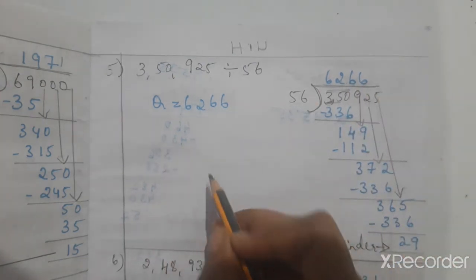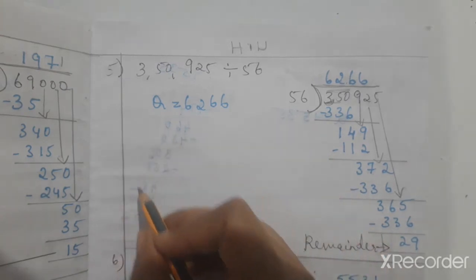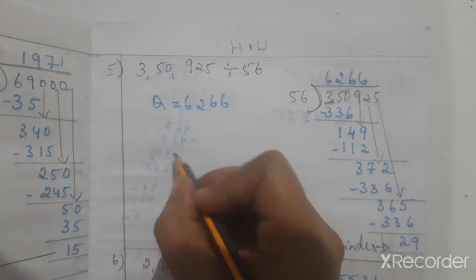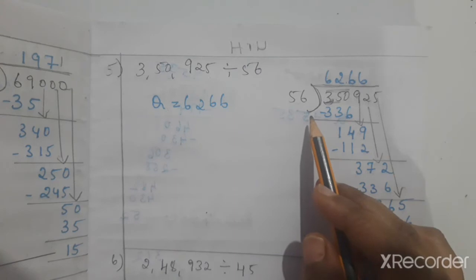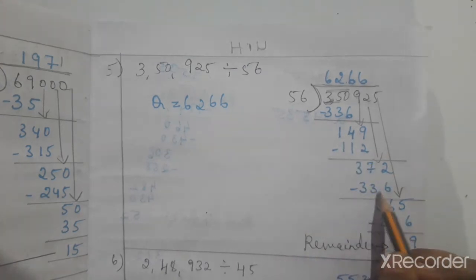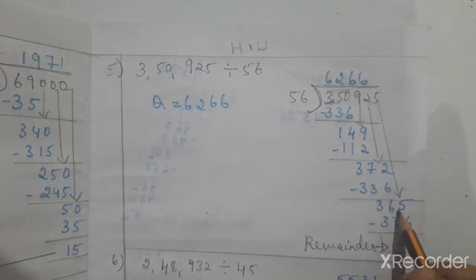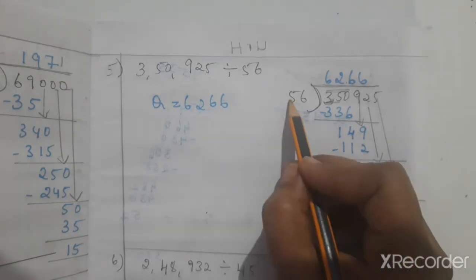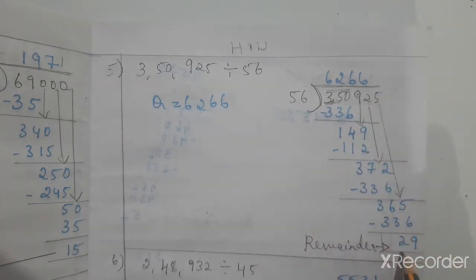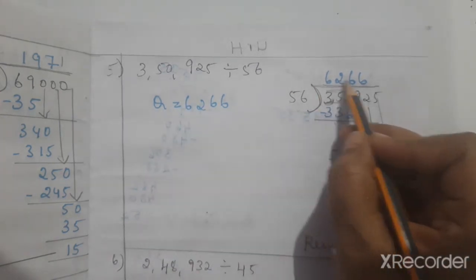You can write and keep the tables. 56 ones are 56, till 7 or 8. Multiply and keep them, children, otherwise we can't remember this. You can't remember a very big number of tables by heart. 336. Now subtraction, after subtraction you get 36 as a remainder. Then bring this 5 down. 365. 56 times 6 is nearest to 365, because 56 times 7 is greater than this number. So 56 times 6 is 336, and after subtraction the remainder is 29. There is no number left to carry down, so the remainder is 29 and the quotient is 6266.